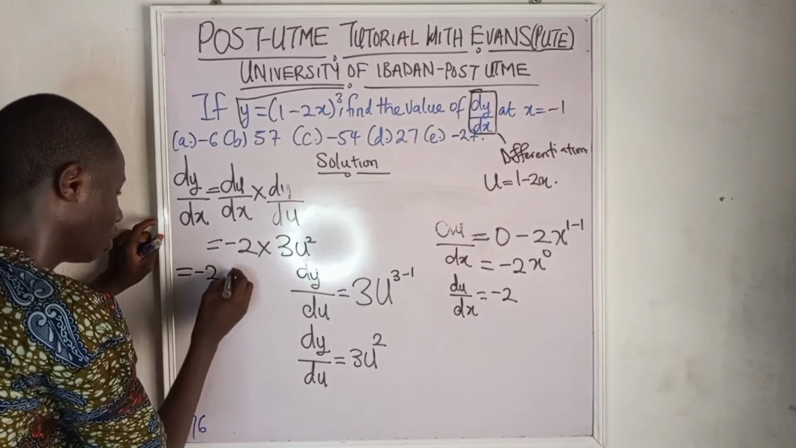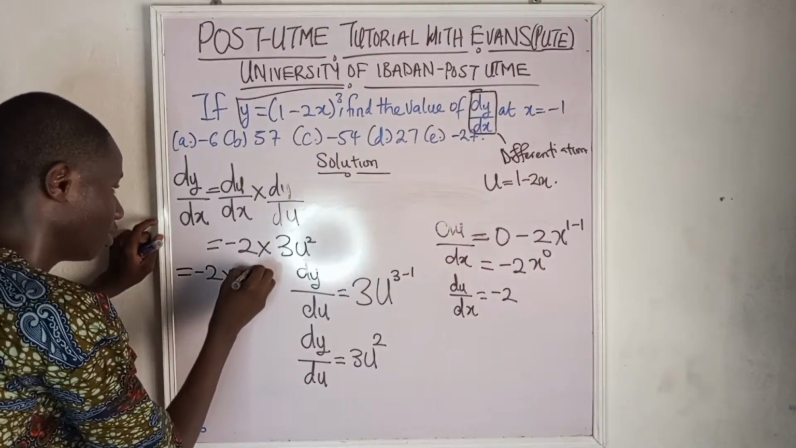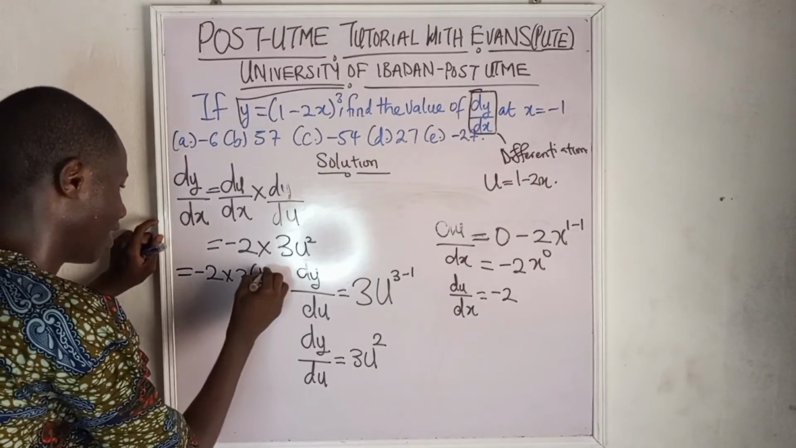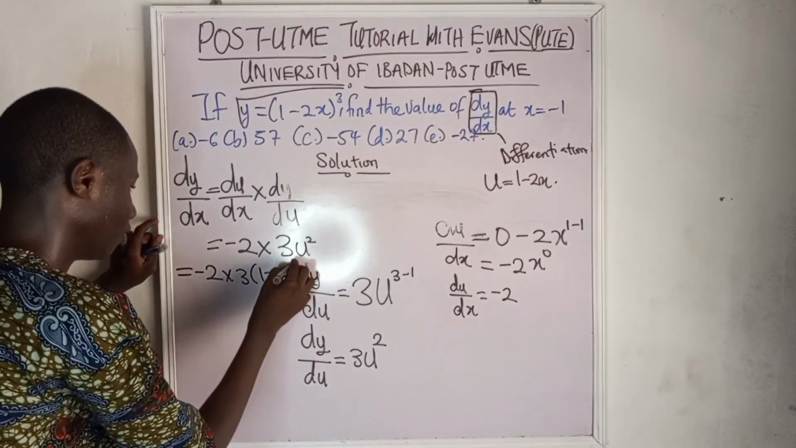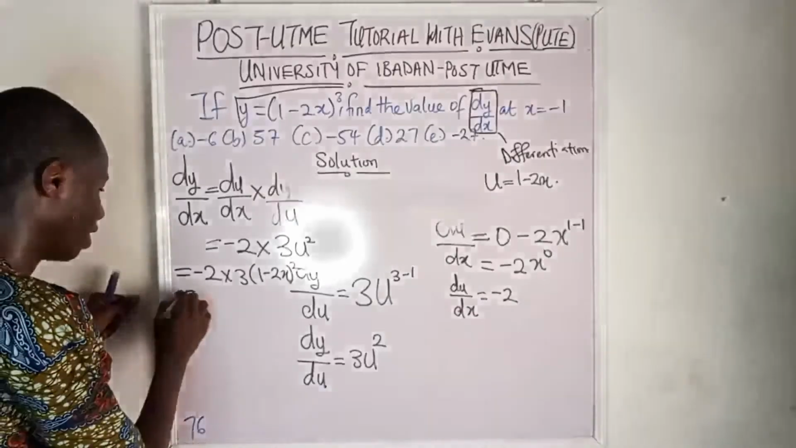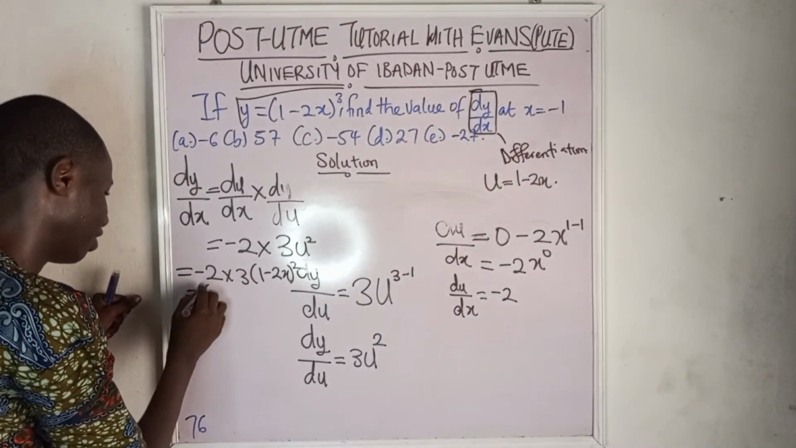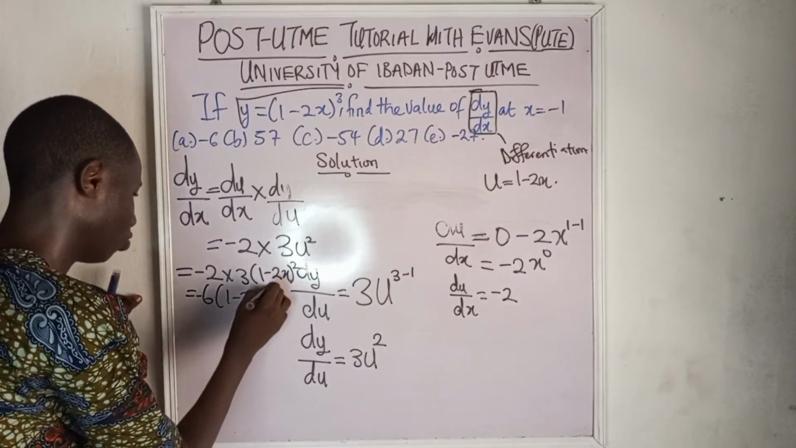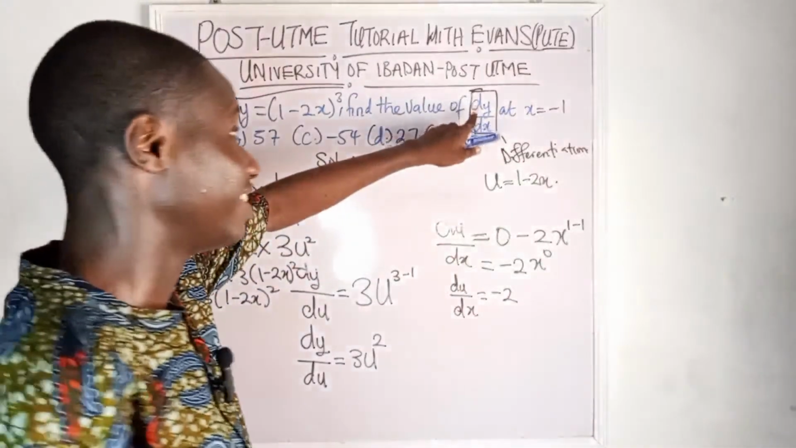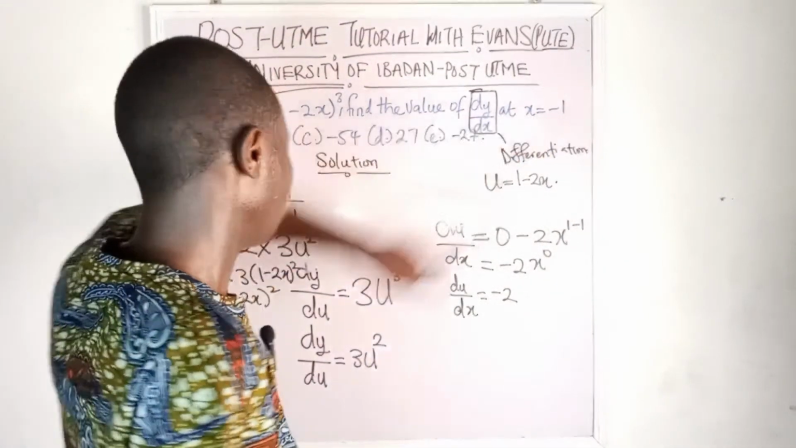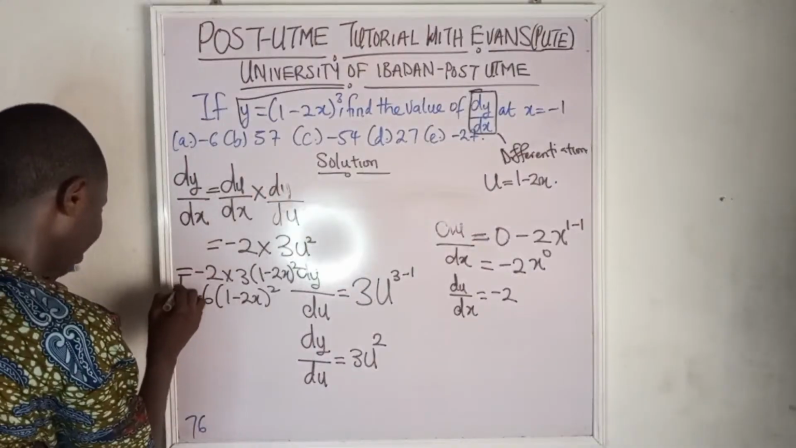So we now have what? Minus 2 times 3 into (1 minus 2x) raised to power what? Raised to power 2. Do you understand? So what do we now have left? Minus 2 times 3, that is 6. Minus 6 into (1 minus 2x) squared. Now recall, look at the question. They said dy/dx at x equal to minus 1. So it means we've gotten our dy/dx. This is our dy/dx.